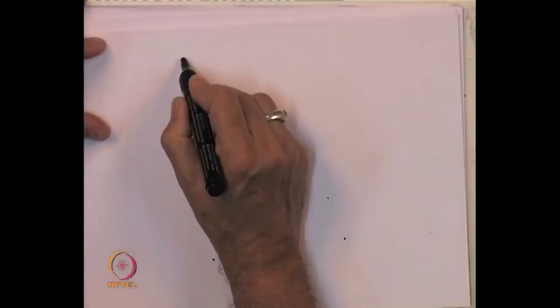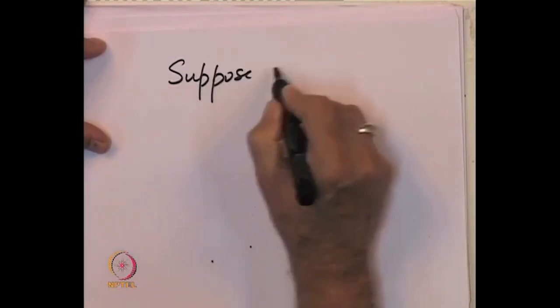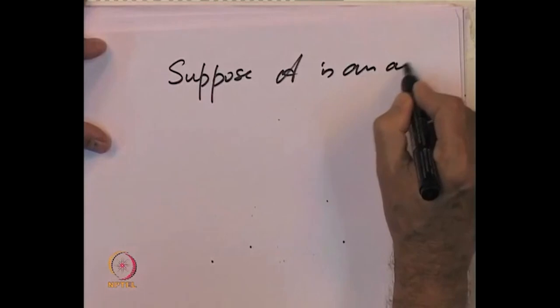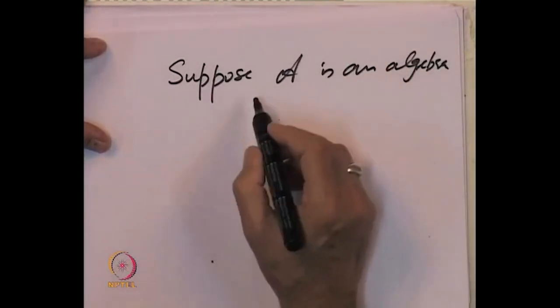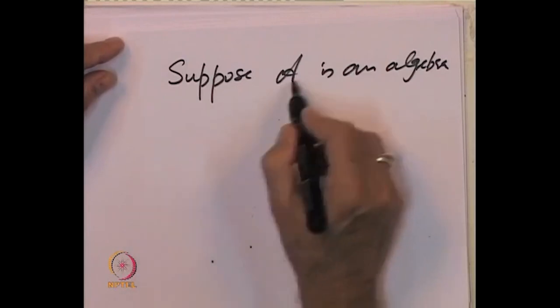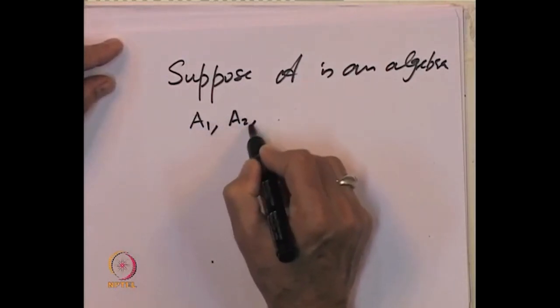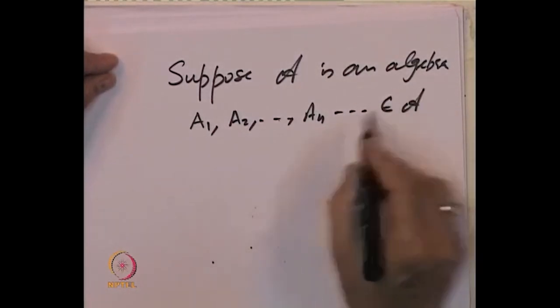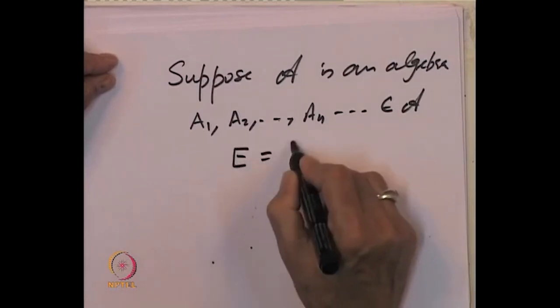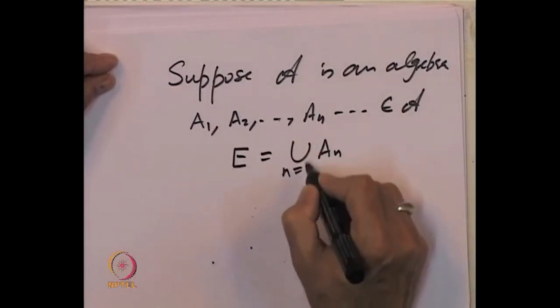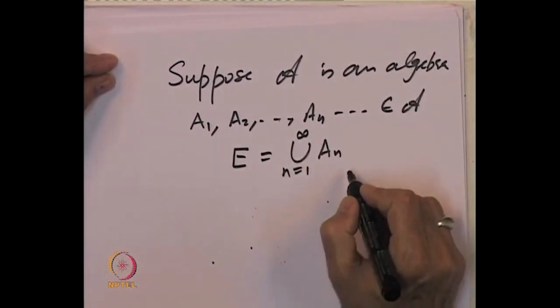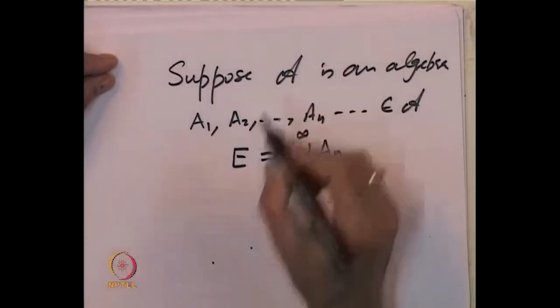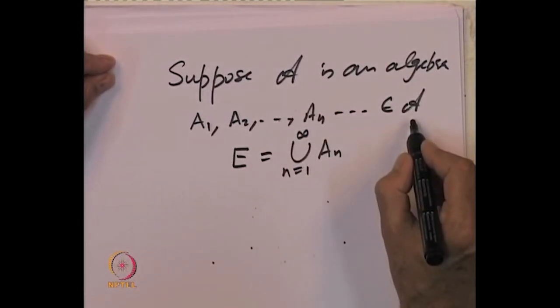What is the advantage of having an algebra is the following. So, let us suppose that A is an algebra. And then let us take a sequence A1, A2, An inside A, a collection of elements of A, and let us take their union E equal to union of An, n equal to 1 to infinity. Of course, this E need not belong to the algebra, because algebra is only closed under finite unions. However, there is something nice one can do.